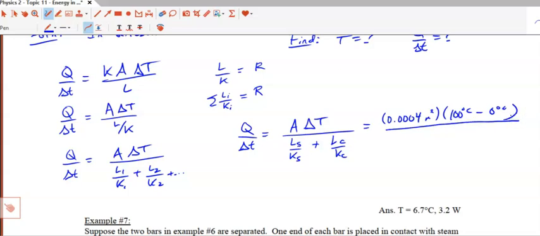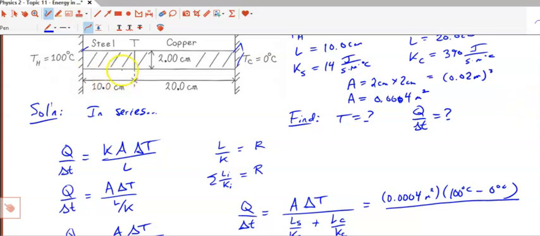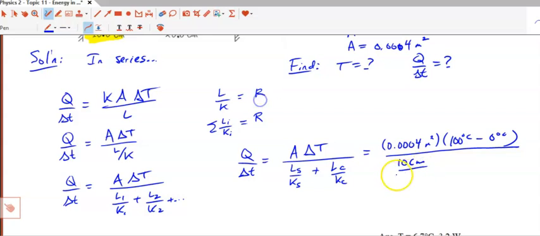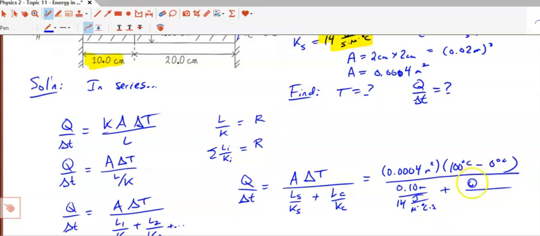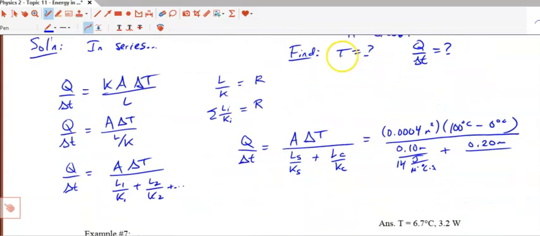And then you put in your thermal conductivities. The thickness of the first layer is 10 centimeters, and it had a thermal conductivity of 14. Actually, that's centimeters; I should convert that to meters, by the way. 0.1 meters, and this is in joules per meter, degrees Celsius, seconds. Then the next layer is 0.2 meters, and its thermal conductivity is 390, in joules per meter, degrees Celsius, seconds. When you plug that all into your calculator, you get the same answer as before: 5.22 joules per second.